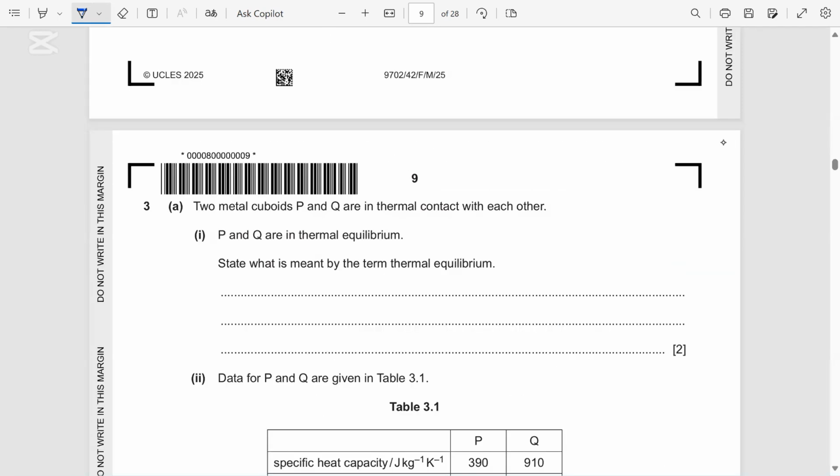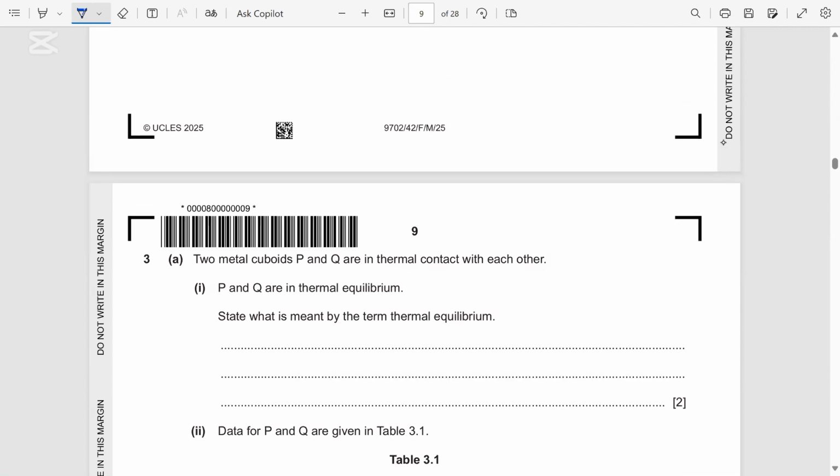Question number 3: two metal cuboids P and Q are in thermal contact with each other. P and Q are in thermal equilibrium. State what is meant by the term thermal equilibrium. So when P and Q are in thermal equilibrium, they have the same temperature. There is no net transfer of thermal energy between P and Q.